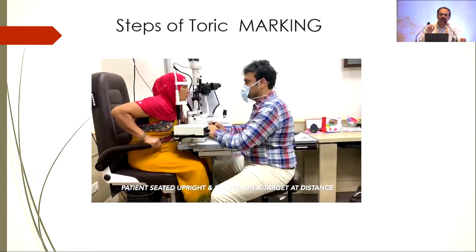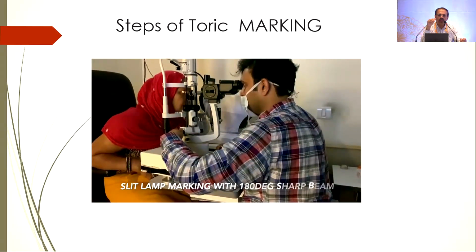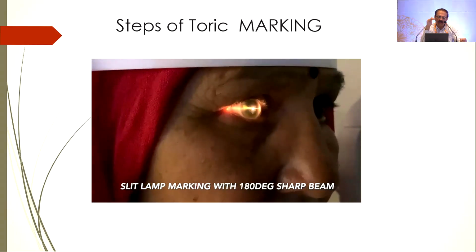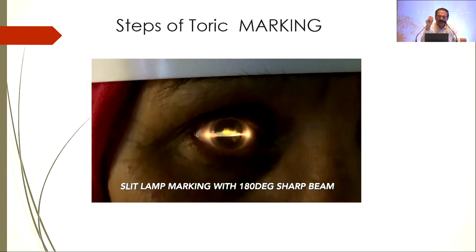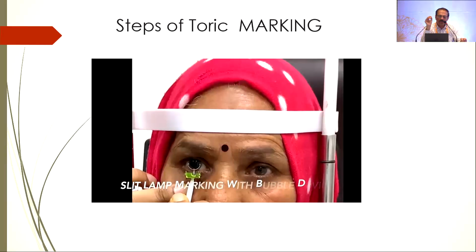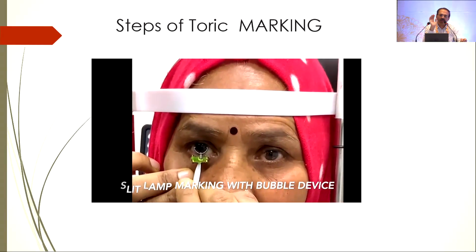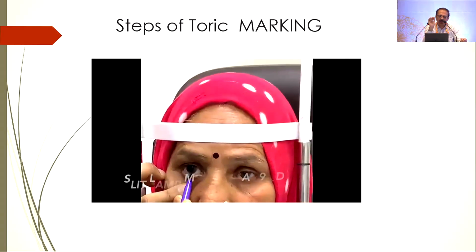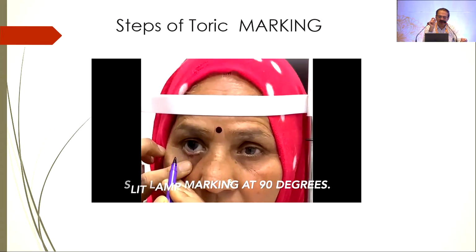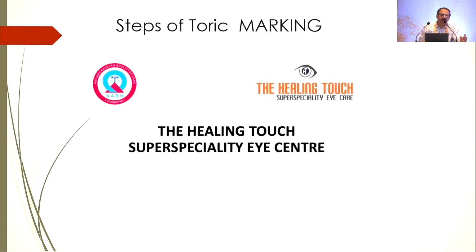So first is placing the patient and taking the right markings on the eye. You can do it in various ways. Once you take the patient on the slit lamp, you make a horizontal beam, and you can manually mark the 0 and 180, or you can take a bubble marker, make the patient sit straight, and place the bubble marker at the right alignment to get the 0, 180. And second is identifying the right 90 degree, where you can make the mark easily.